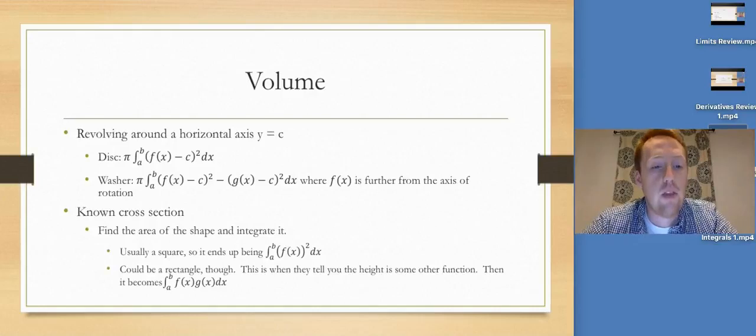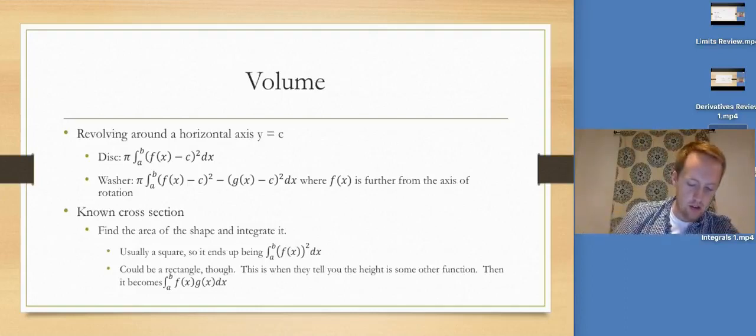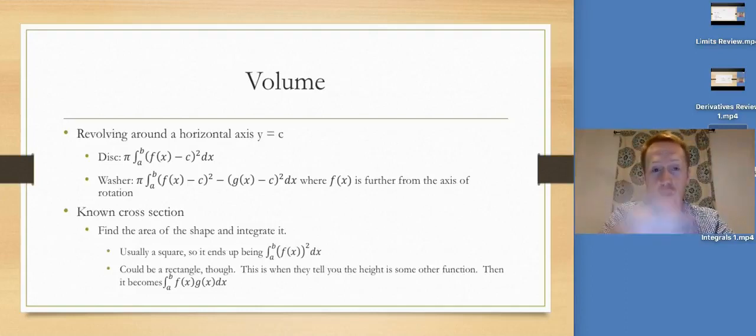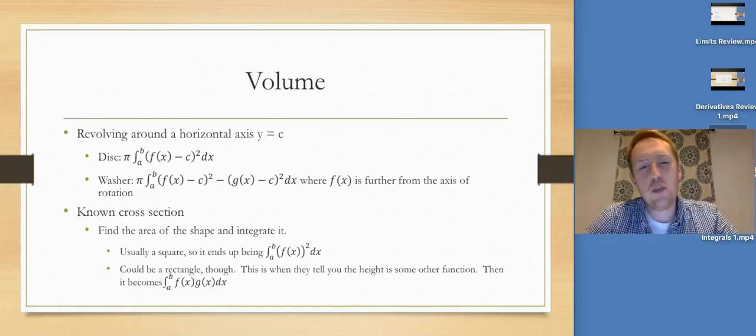Then the washer method. That's pi r squared minus pi r squared. So again, I factored out the pi. That's why it's outside the integral. And then I just do big R squared minus little r squared. So the only thing really here is just make sure that f of x is the one further from the axis of rotation. Make sure that one goes first. If you don't, you'll just be off by a negative sign, but it sure is nice to have our work correct for the AP graders.